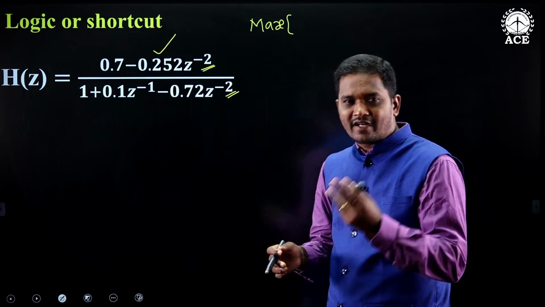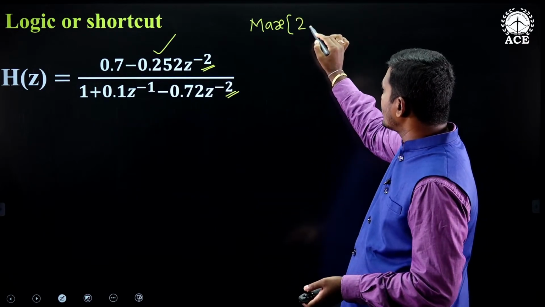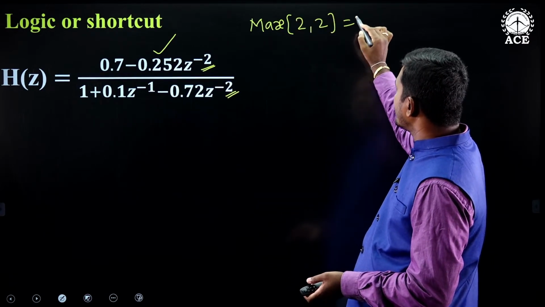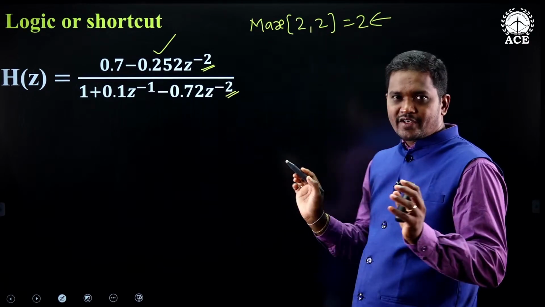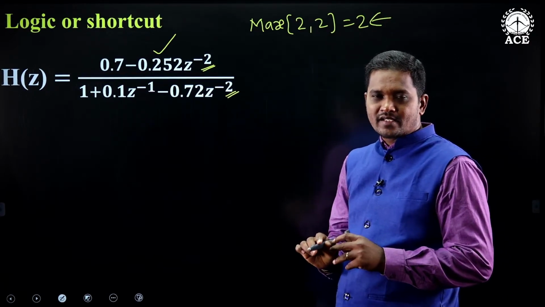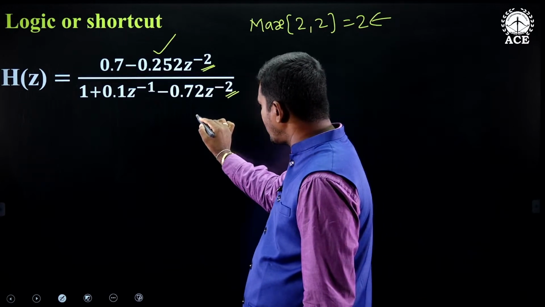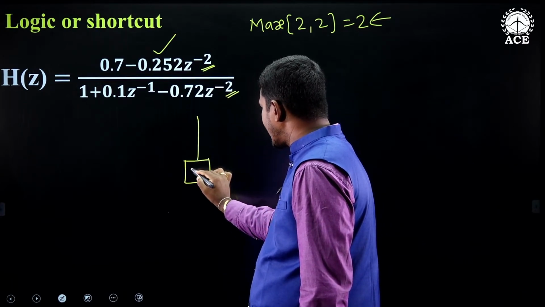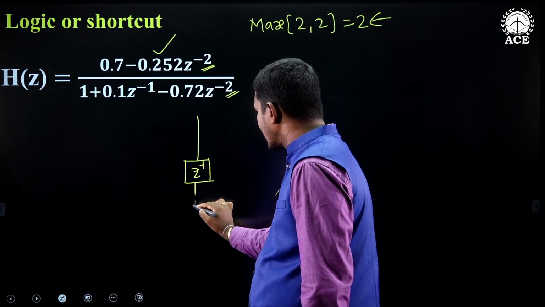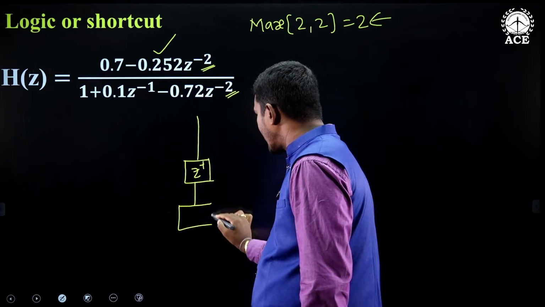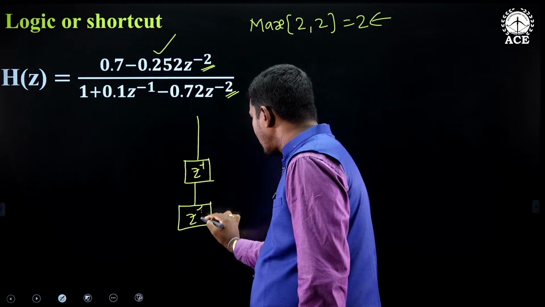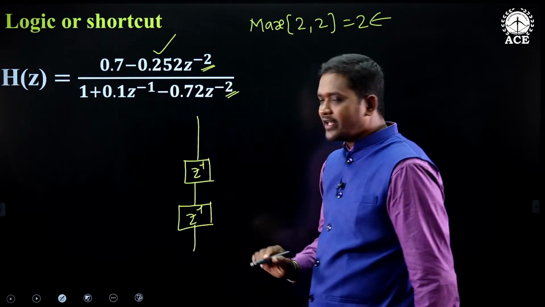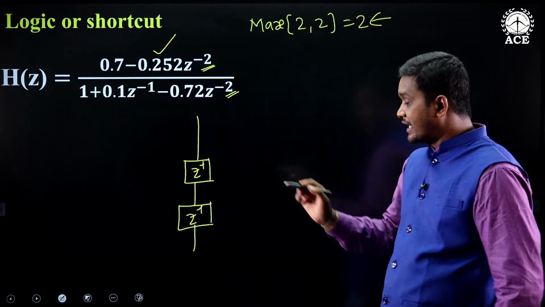How many delay elements are required? 2. So max of 2 comma 2. So you need 2. First you decide this number of delay elements. After deciding this, very simple. In the middle, you draw those 2 delay elements. Please see carefully. I am telling the logic. This logic is very, very useful for cascade and parallel forms.